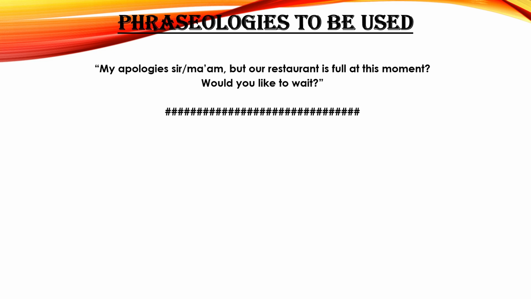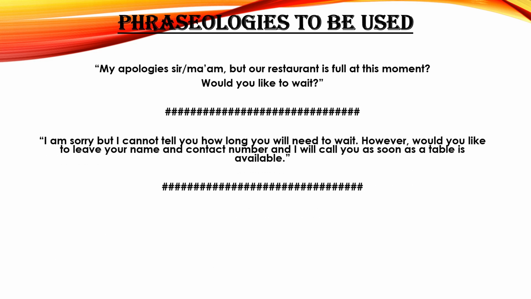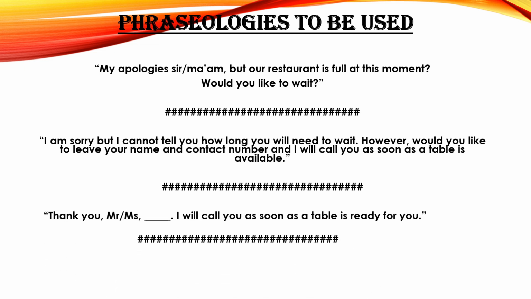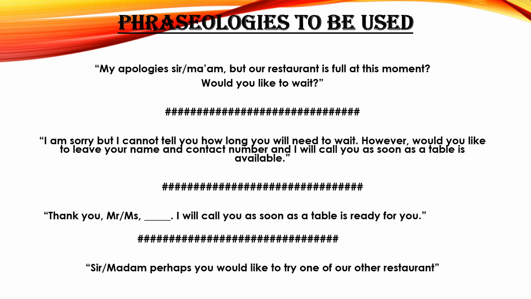The guest would normally ask how long they would have to wait. If you are not sure, be honest and tell the guest, "I am sorry, but I cannot tell you how long you will need to wait. However, would you like to leave your name and contact number, and I will call you as soon as the table is available." Again, if the guest is okay and provides you with the required details, then you should say, "Thank you, Mr. or Miss, first name of the guest. I will call you as soon as your table is ready."